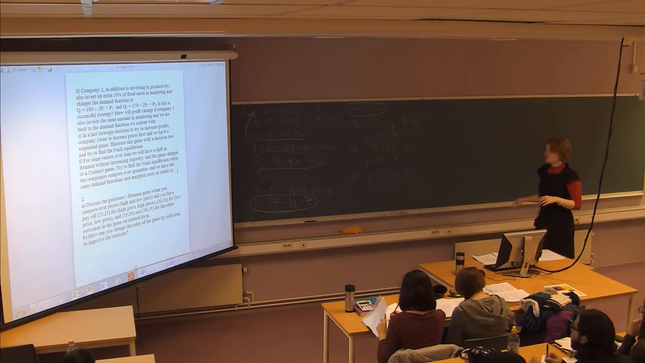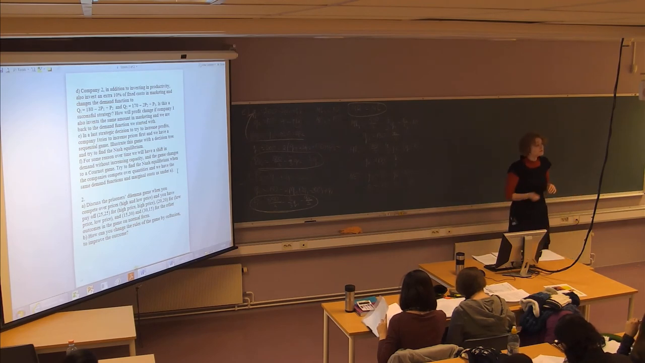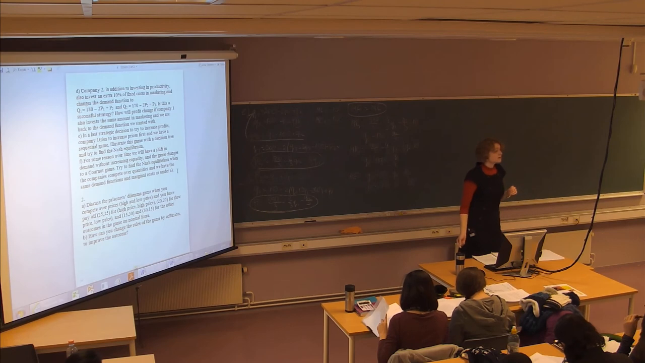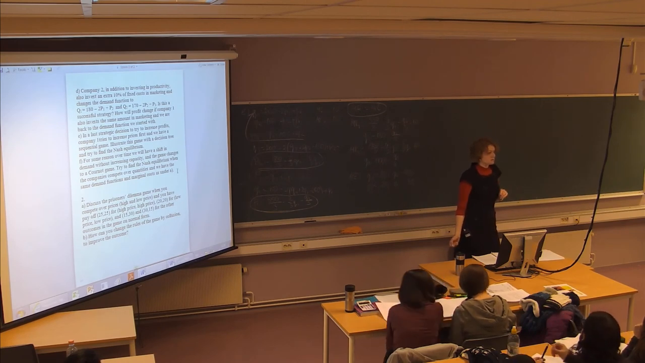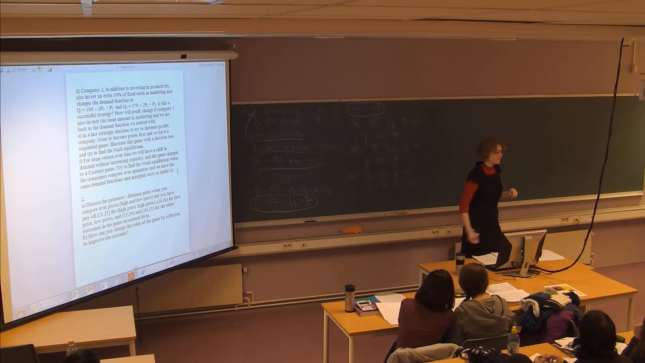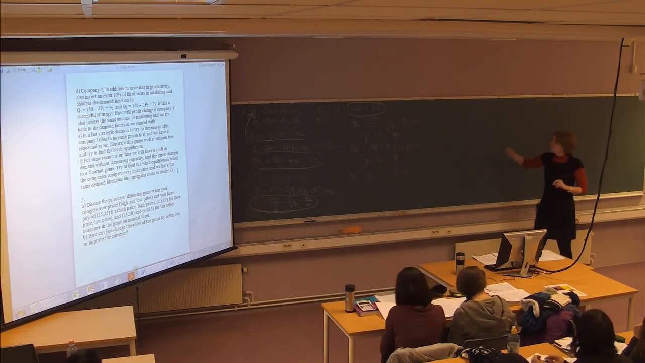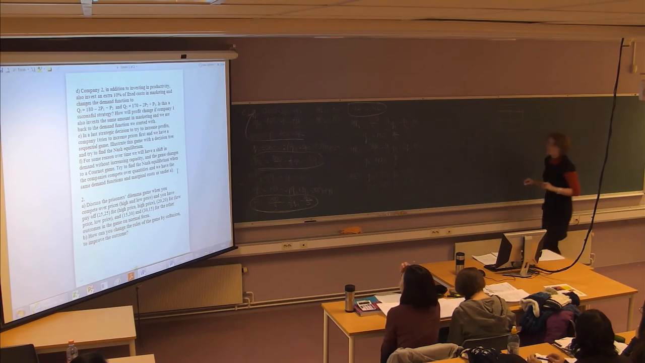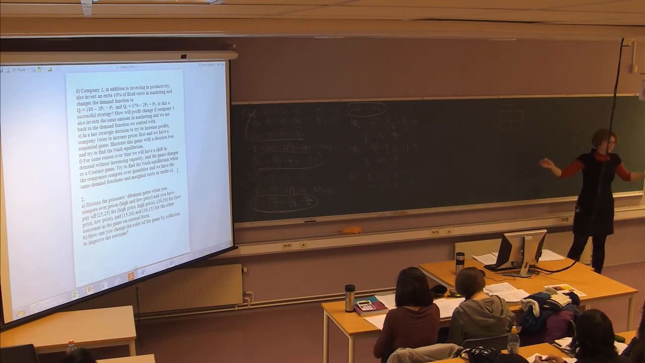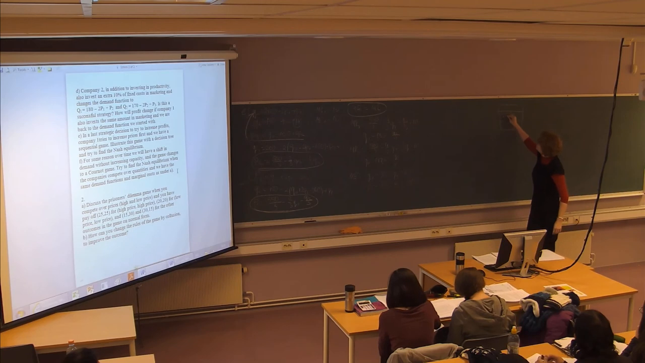Point B: how can you change the rules of the game by collusion to improve the outcome? Right, if we don't have a dominant strategy. In prisoner's dilemma, you always have a pure dominant strategy. Always? Always, if this is the right prisoner's dilemma. In this type of games, 2 by 2, there are plenty of different variations. For example, you can have outcomes like this.